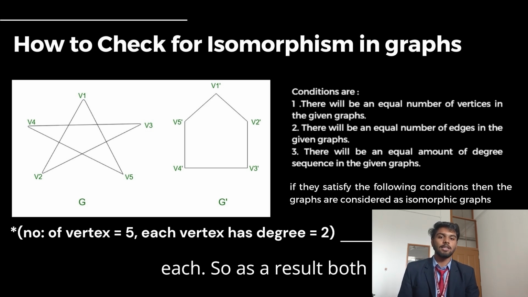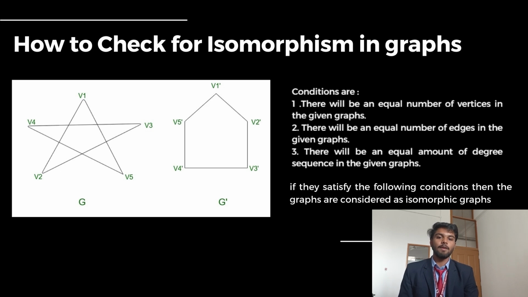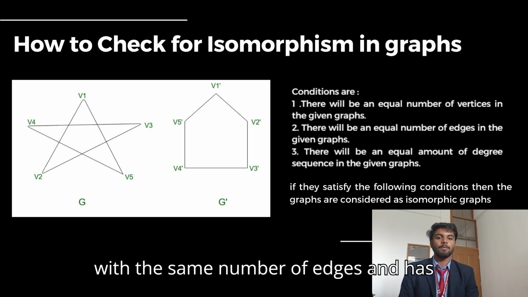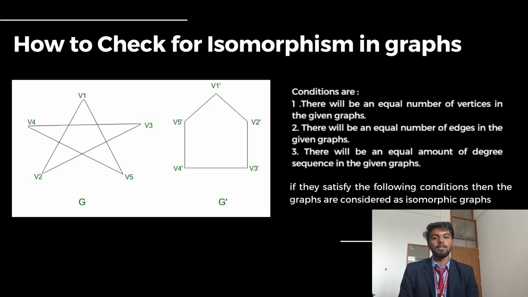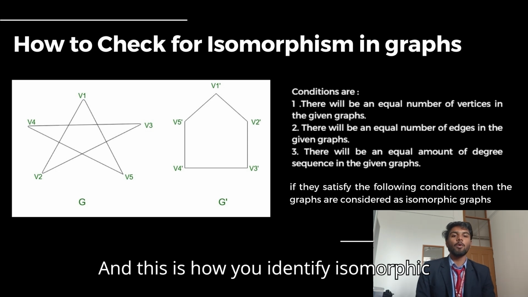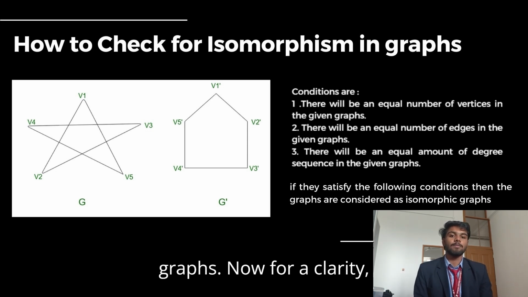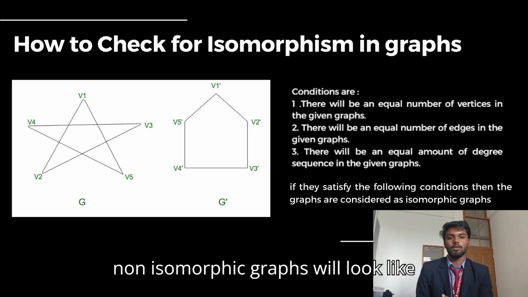So, as a result, both graphs contain 5 vertices each, with the same number of edges and an equal sum of degrees. Hence, these graphs are isomorphic graphs. And this is how you identify isomorphic graphs. Now, for clarity, non-isomorphic graphs will look like these.